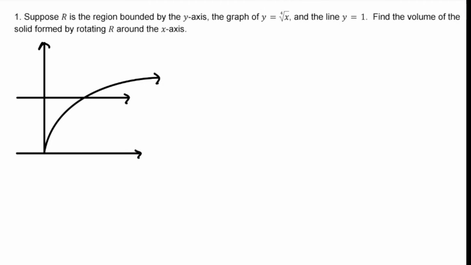Alright, so we've got a full diagram here. That's x, that's line y equals 1. This is y equals fourth root x. And that's the y-axis. So we're going to take this region right here, and we're going to rotate it around the x-axis. So the large radius is going to be top minus bottom, like 1.